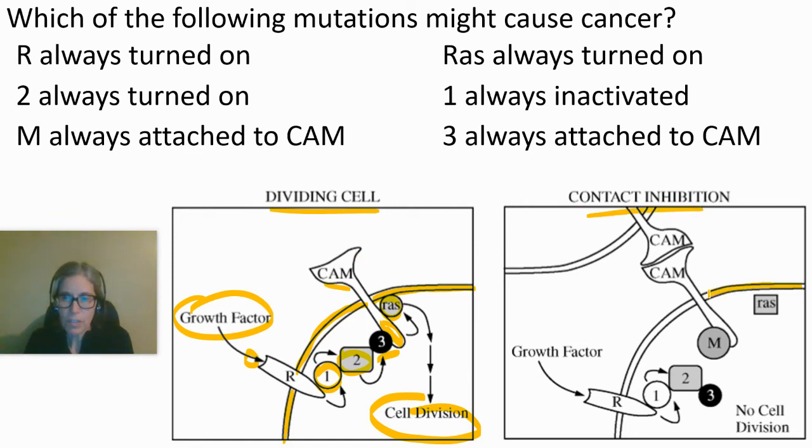Contact inhibition, here's what that looks like. So here is a cell membrane for one cell. So here's a cell, that's what's inside. Here's another cell, and here's its cell membrane. And then this is the space between the cells.